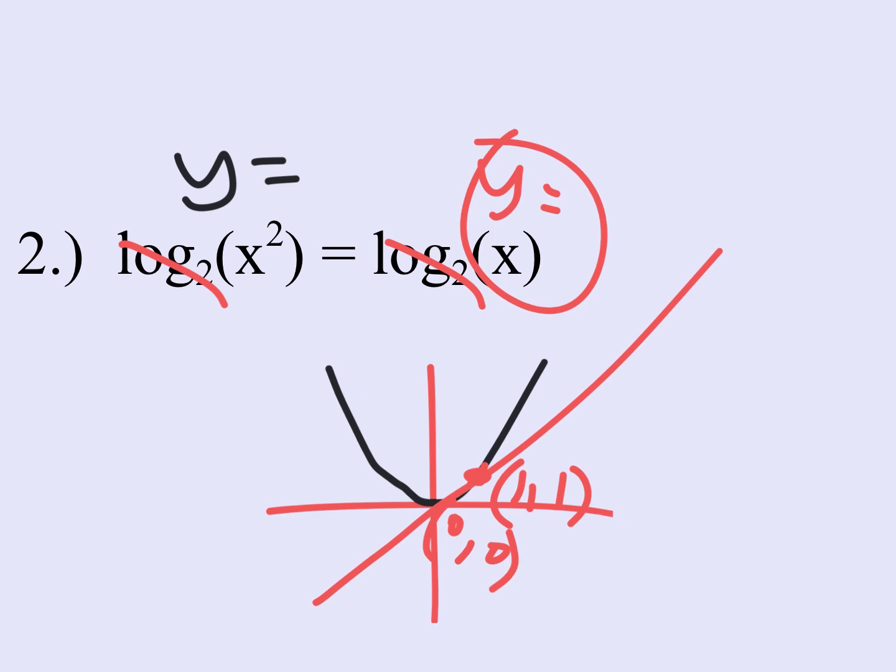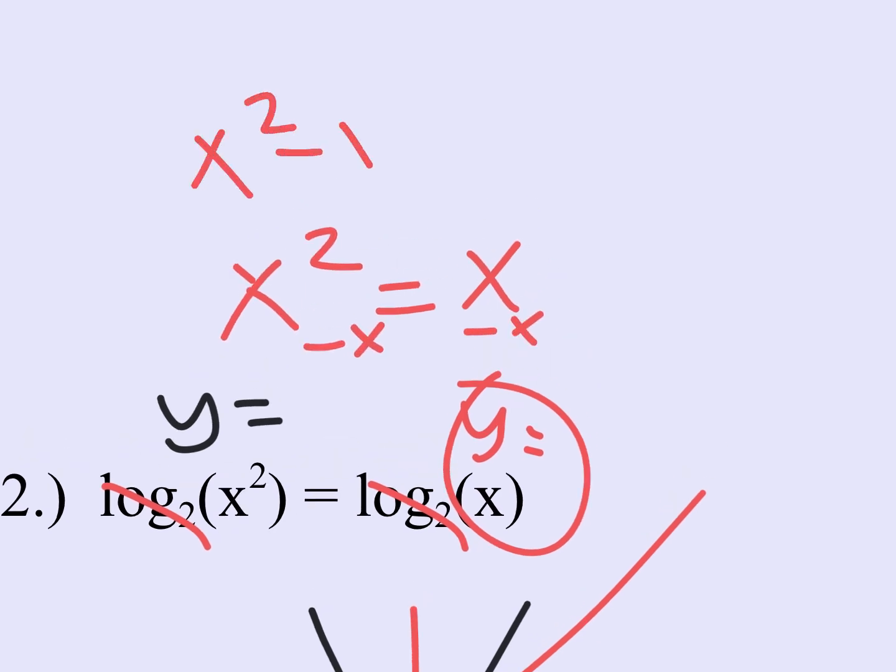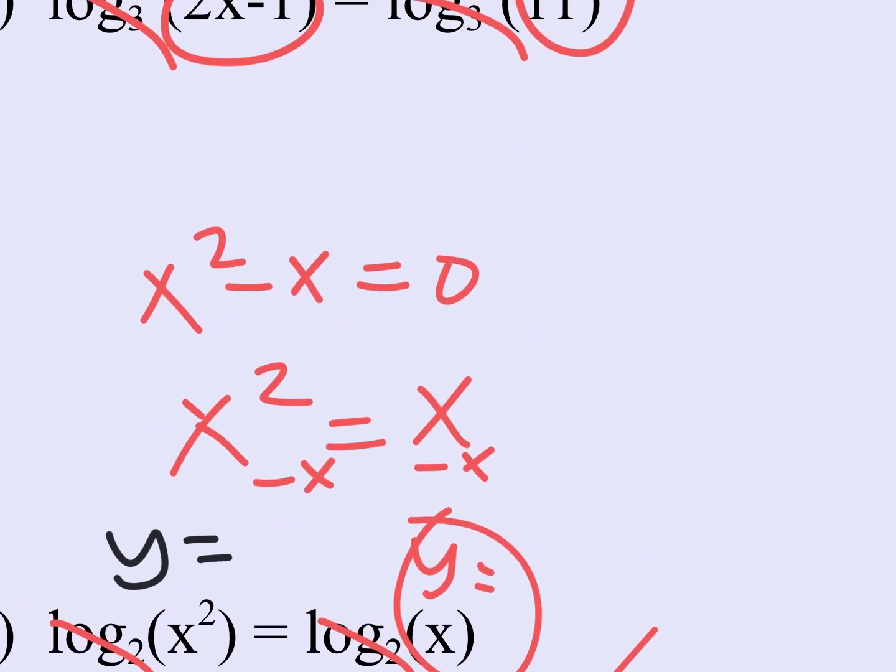Could I solve it another way? Sure, it's a quadratic. x squared equals x. Well, what did I say about quadratics? How do you always solve them? Graph them, which I just did, or set them equal to 0. So I would subtract x from both sides, and that's x squared minus x equals 0. And if you can factor it, you should. 0 and 1.